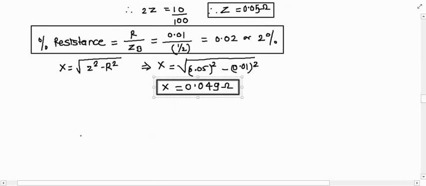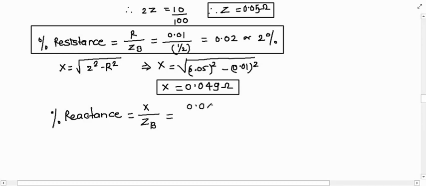But we don't want the reactance, we want the percentage reactance. How can we find out the percentage reactance? We can find it by simply dividing the value of the reactance by the base impedance. So percentage reactance equals X divided by the base impedance. X is 0.049 divided by ZB, which is 1/2. So percentage reactance is 0.098, or 9.8%.